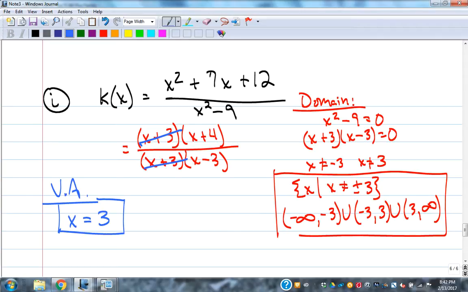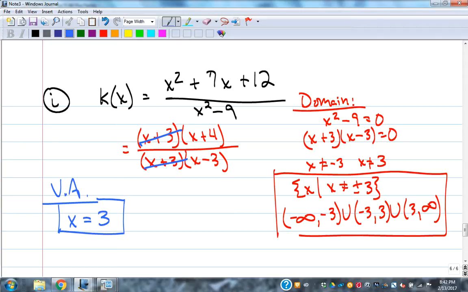So what was the deciding factor on 3B? That your x plus 3 canceled out when you simplified. So now you've got x plus 4 over x minus 3. So the only vertical asymptote you have is where x minus 3 equals 0, which is the positive 3. Okay.